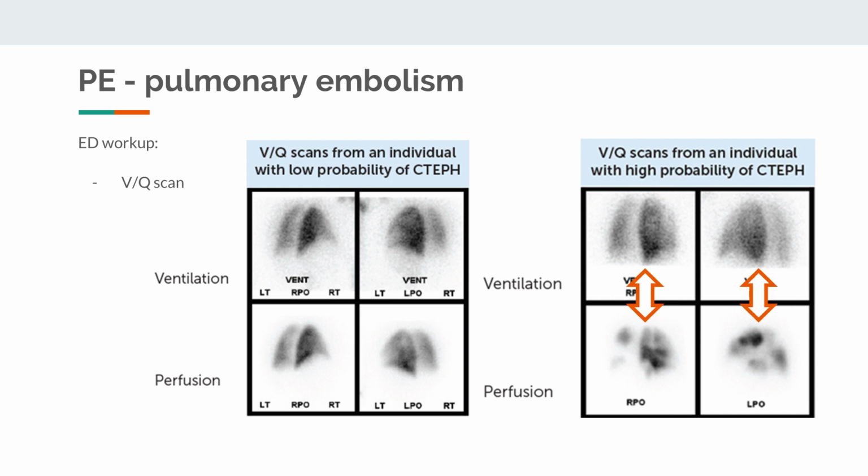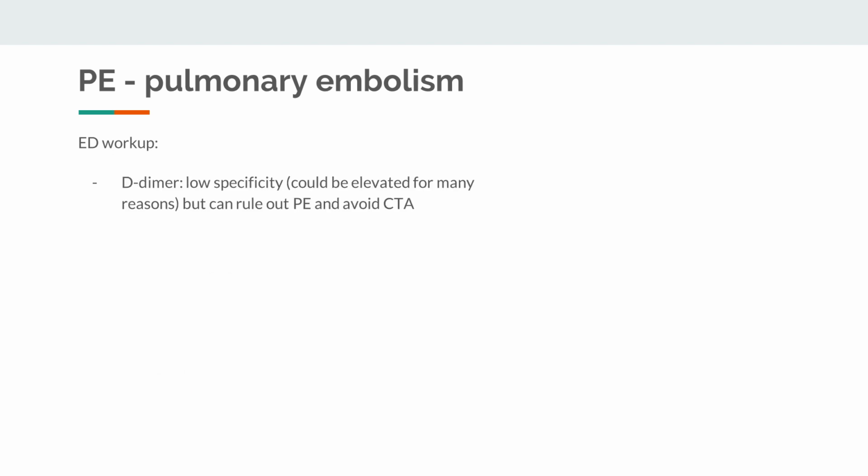It's this mismatch between ventilation and perfusion in a PE that the VQ scan will be able to illustrate. Still, the VQ scan is a far inferior test in comparison to a CTA when looking for a pulmonary embolism. So something we can do to avoid CTing every patient that comes in with chest pain and shortness of breath is a lab test called a D-dimer.